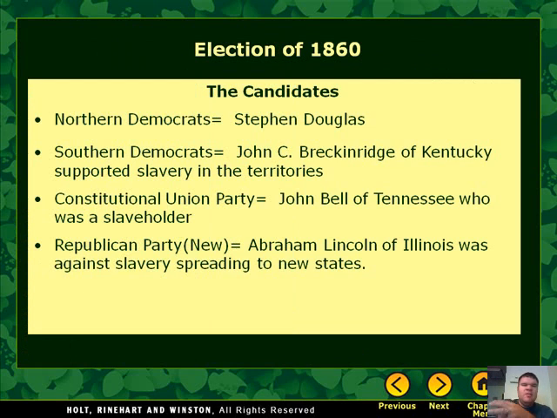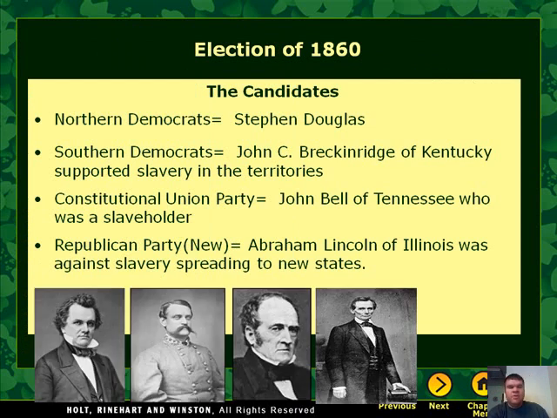That brings us to the final event here before the Civil War, and that is the election of 1860. These are all the candidates. You had Northern Democrat Stephen Douglas, who's pictured here. You have Southern Democrat John C. Breckinridge of Kentucky. He supported slavery in the territories. Now, Stephen Douglas actually supported the people of those territories voting for whether they wanted slave states or free states.